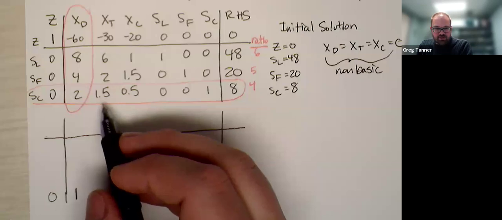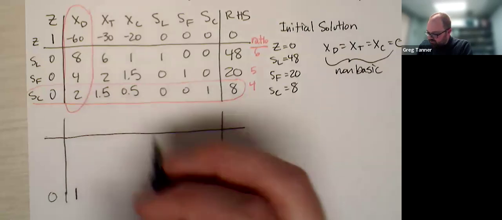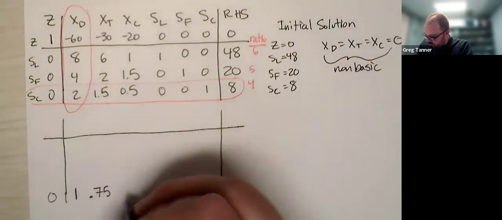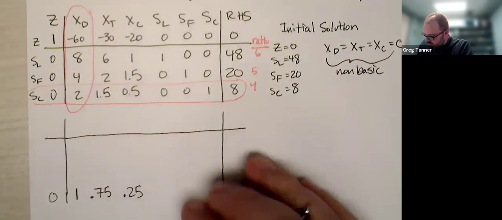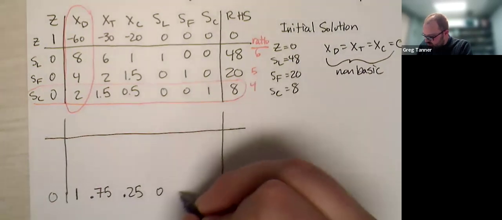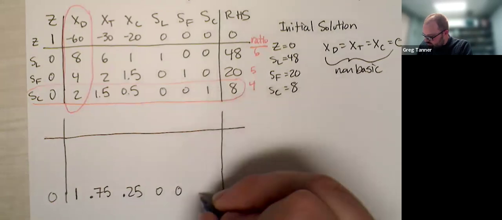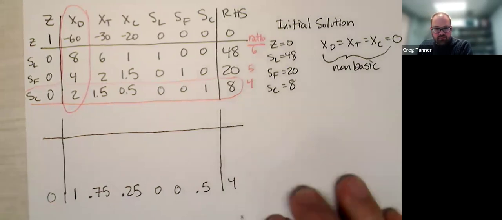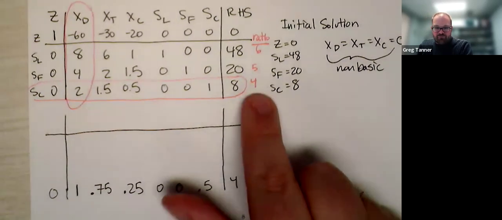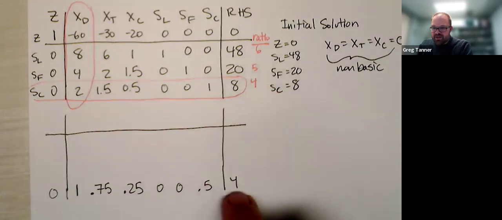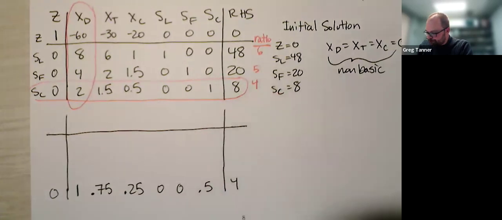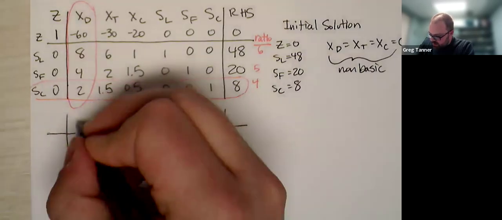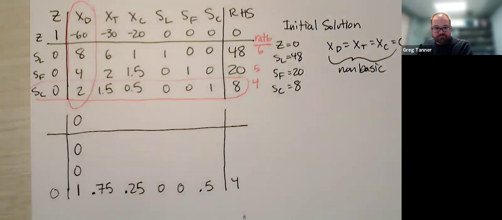We can move into fractions or keep this as decimals. 1.5 divided by 2 is going to give me 0.75, 0.25, 0 divided by 2 is 0, 0 divided by 2 is 0, 1 divided by 2 is a half, and then 8 divided by 2 is 4. Okay, an interesting thing is whatever you had for your ratio test over here, it's going to be what ends up right here. Now, I want to get a 0 here, a 0 here, and a 0 here. That's my goal for the rest of this.